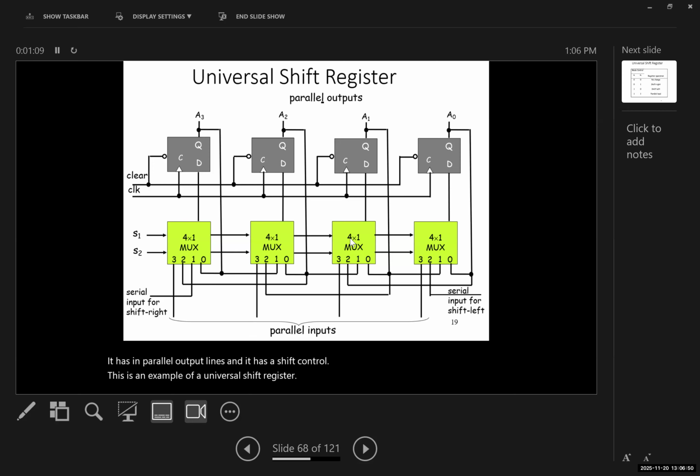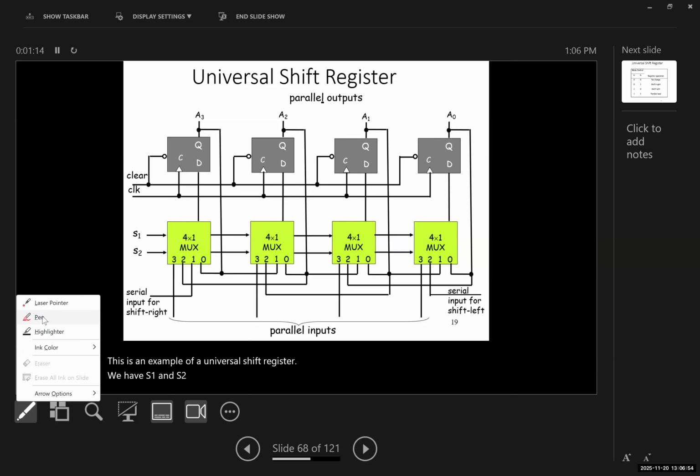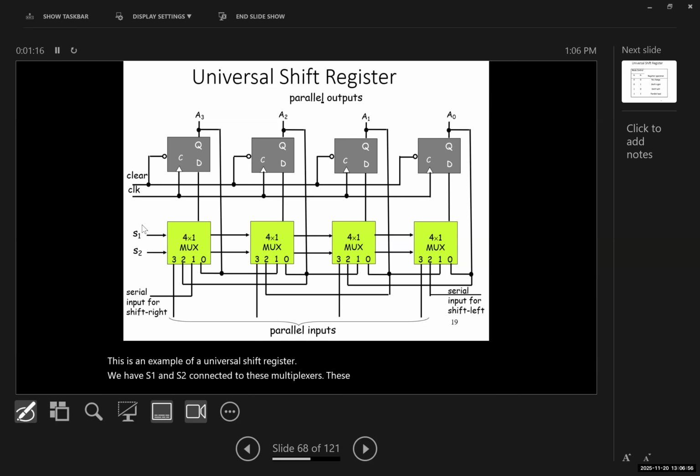So we have S1 and S2 connected to these multiplexers. These are important ones. Let me bring my pen. Now, these two control the direction of the shift register and control the shift register in a way that it dictates what the shift register should do and how it should operate. We have serial inputs for the shift register as well, and we have the parallel inputs.